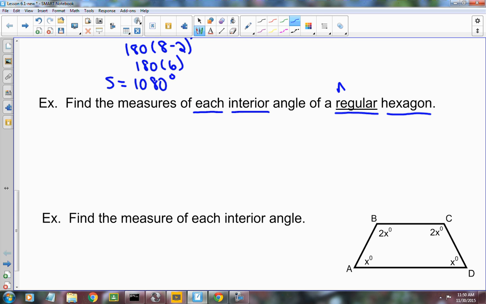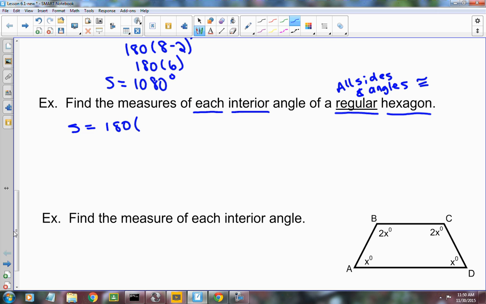Okay? So all sides and angles are congruent. All sides and angles are congruent. So I want each interior angle, and it's a regular hexagon. How many sides does a hexagon have? 6. Okay, so what I have to do is, first of all, I have to find the sum of all the interior angles.